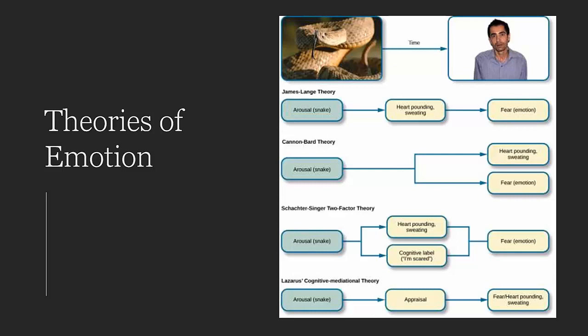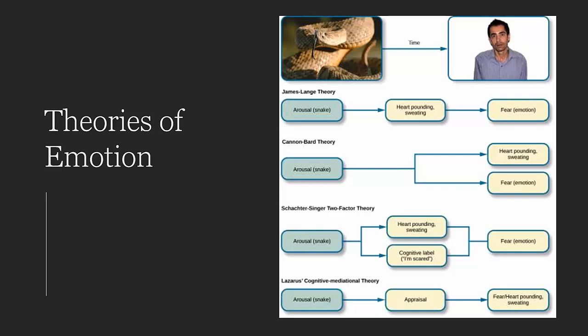I realize this picture is not great up here on the projector. This is in your textbook though on the website, so if you want to see it better, you can go on there. But this breaks down the four main theories that try to describe this order of events. So one of the earliest theories is called the James Lange theory.